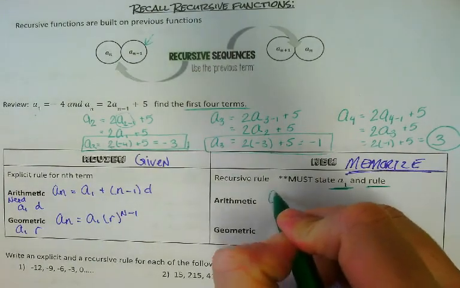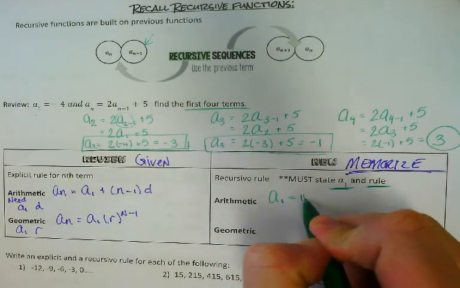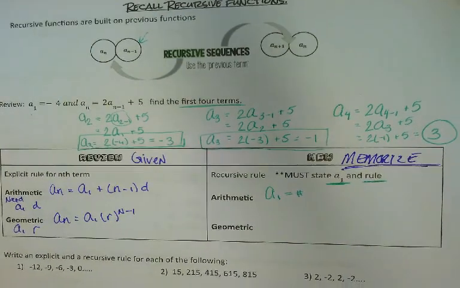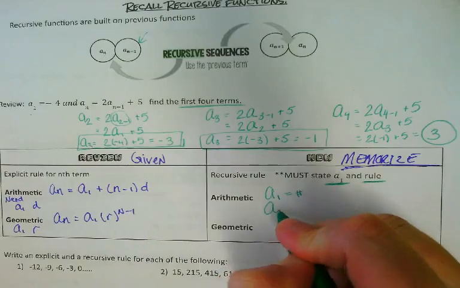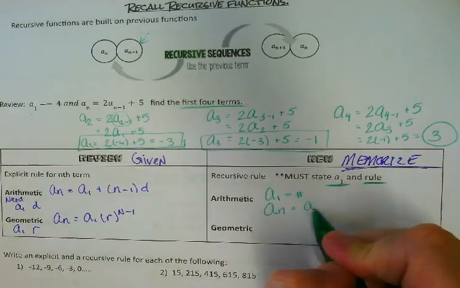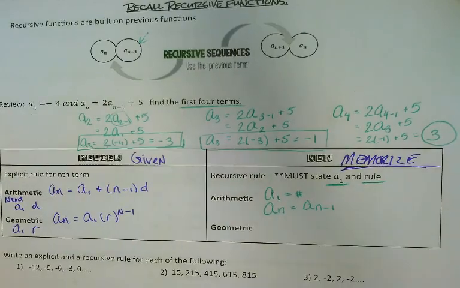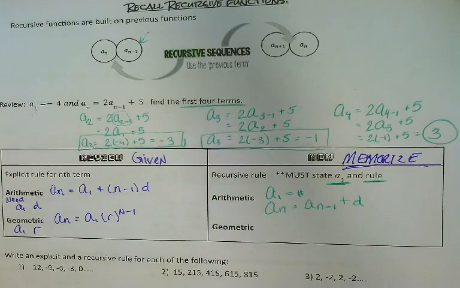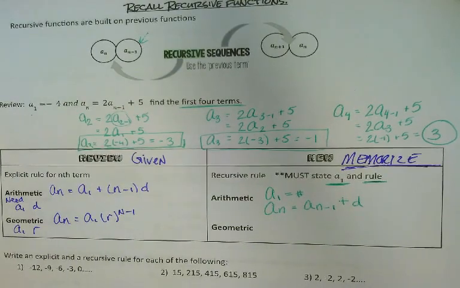So if it's arithmetic, I'm going to say a sub 1 equals whatever that first term is. Don't put the number sign. Put whatever the first term is. And then the rule. So if I want to find a sub n and it's recursive, I'm going to say, okay, what's the previous term? A sub n minus 1. And then what am I doing in my pattern? What number am I adding? So plus d. And it's just done.